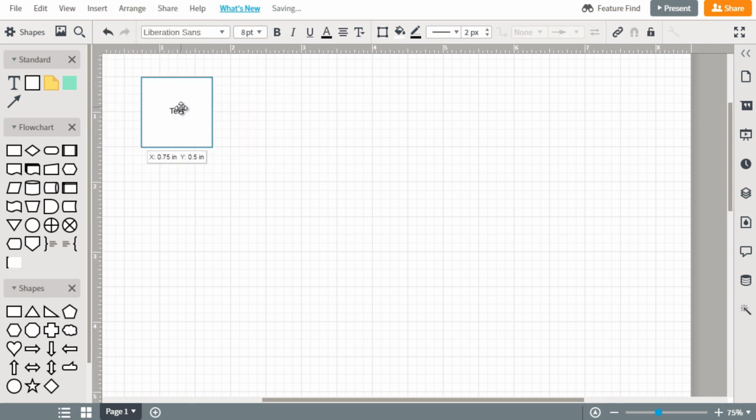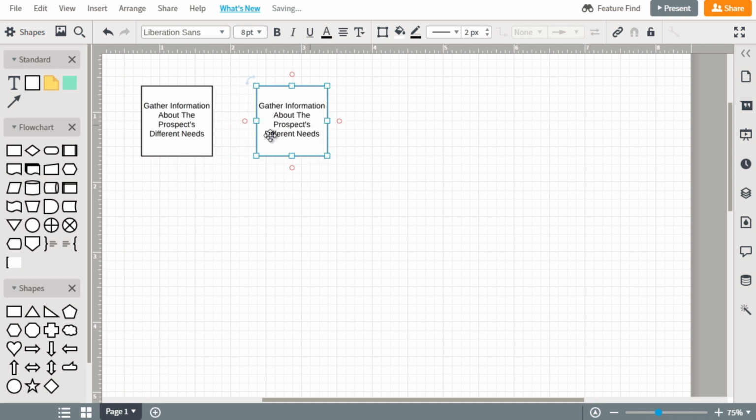So let's walk through what we talked about earlier in the previous videos. But basically, first off, we need to gather data, right? So we'll just use this block as the gather data block. So we need to gather information about the prospect's different needs. So this could be a separate survey. Well, we'll do this. We'll do gather information, and this is how we're going to do it.